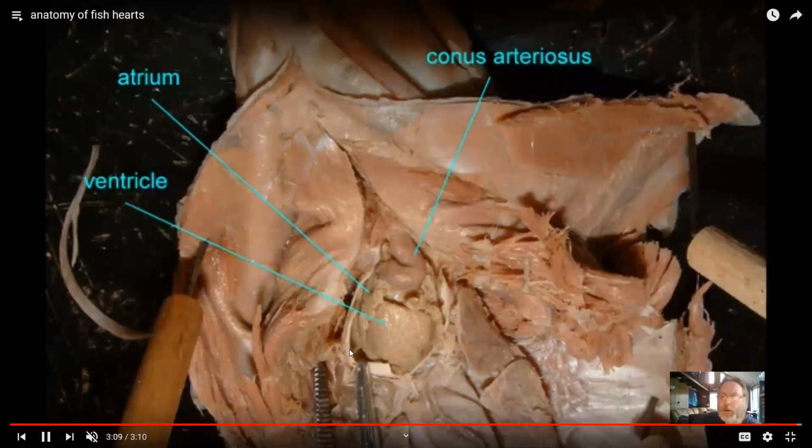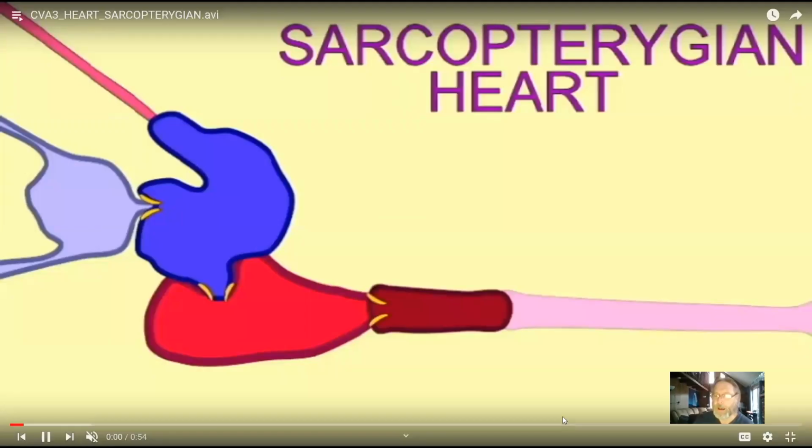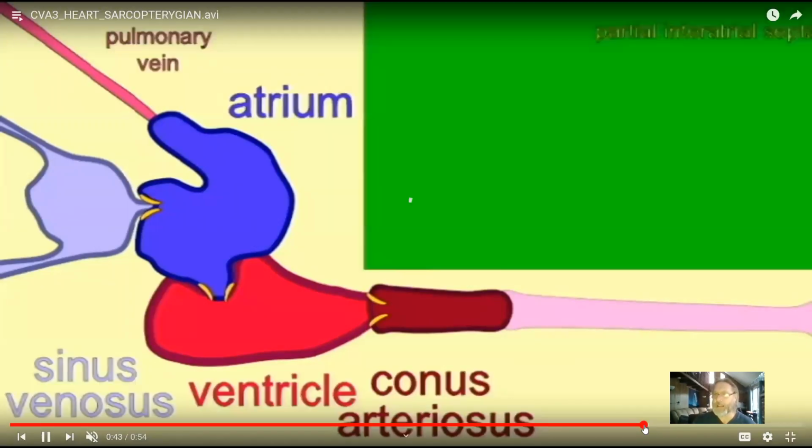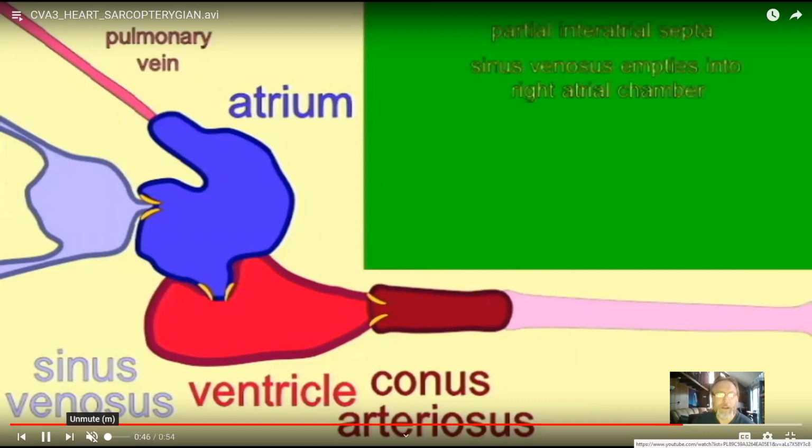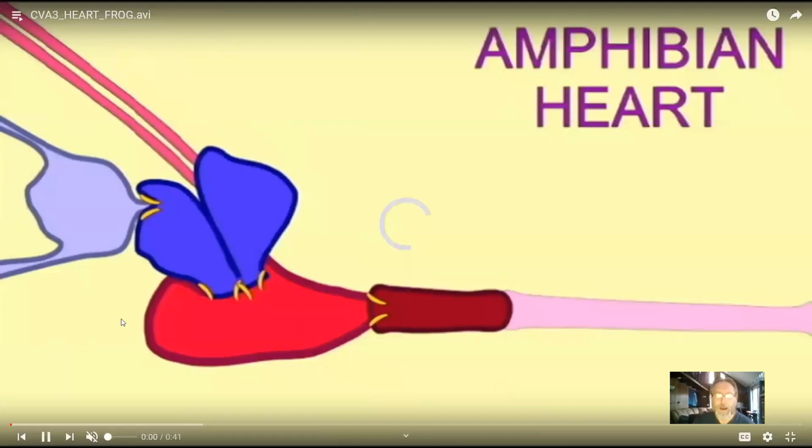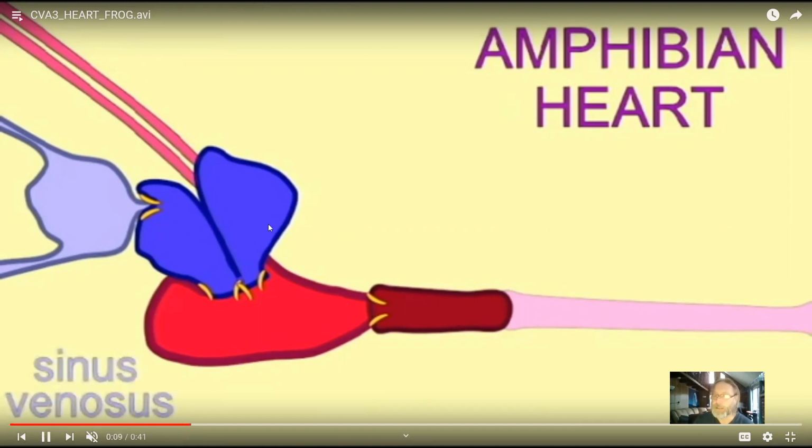Okay. And so from sarcopterygian fish then evolve the first tetrapods, the amphibians, by the end of the Devonian. So if you were to look at a frog heart, the great advance here is that now there are two atria. All right, so for hundreds of millions of years, there was one single atrium. Now there are two, a left atrium and a right atrium. The right atrium is getting deoxygenated blood from the sinus venosus. The left atrium is getting oxygenated blood from the lungs. There is still only one ventricle, though.